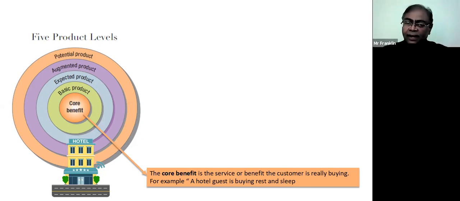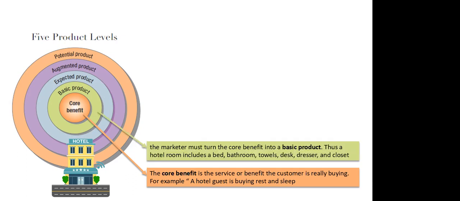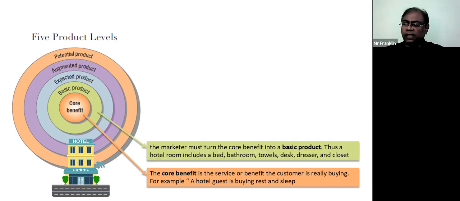All right. Then from the core benefit, you add the basic product. What is the basic product? When you go into a hotel room, what do you see? Bed. Yes, you see the actual product: the bed, the bathroom, the towel, the desk, the dresser, the closet. All that you see is called the basic product. It's an add-on. From the core, you add on the basic product. That means you add on the value.